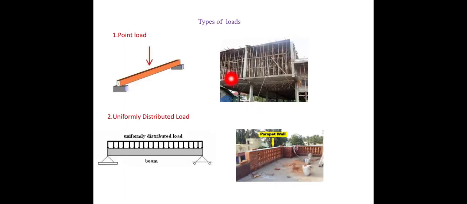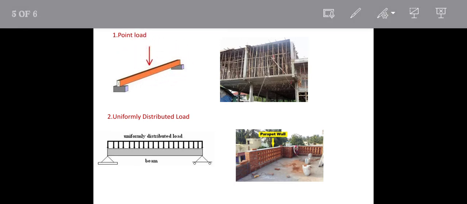So similar to types of beam, we also have types of loads. So first load is point load. The load which is acting at a single point is called point load. For example, in this diagram, the load which comes from the column acts as a point load on this beam. So this is one of the examples for point load.